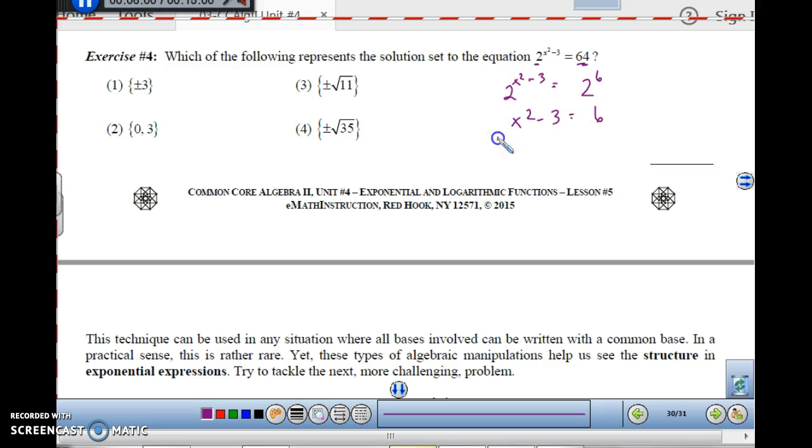Move the 6 over. We get x squared minus 9, and that factors as x plus 3, x minus 3 is equal to 0. x plus 3 equals 0. x minus 3 is equal to 0. So x is equal to 3, and x is also equal to negative 3. Now, you could have just moved the 3 over and done x squared equals 9, but remember, there are 2 answers when you take the square root. So it's going to be number 1.